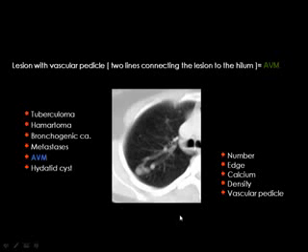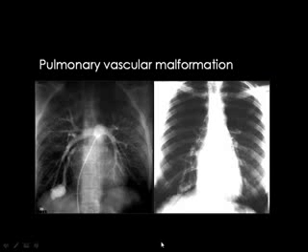Then the arteriovenous malformation is a nodule that is connected to the hilum by the feeding artery and the draining vein, what we call the vascular pedicle. The vascular pedicle is two lines connecting the nodule to the hilum. And this is the feeding artery and this is the draining vein. And sometimes you can see only one line connecting the nodule to the hilum because the other line is hidden behind the first one. This is also highly suggestive of a pulmonary vascular malformation.